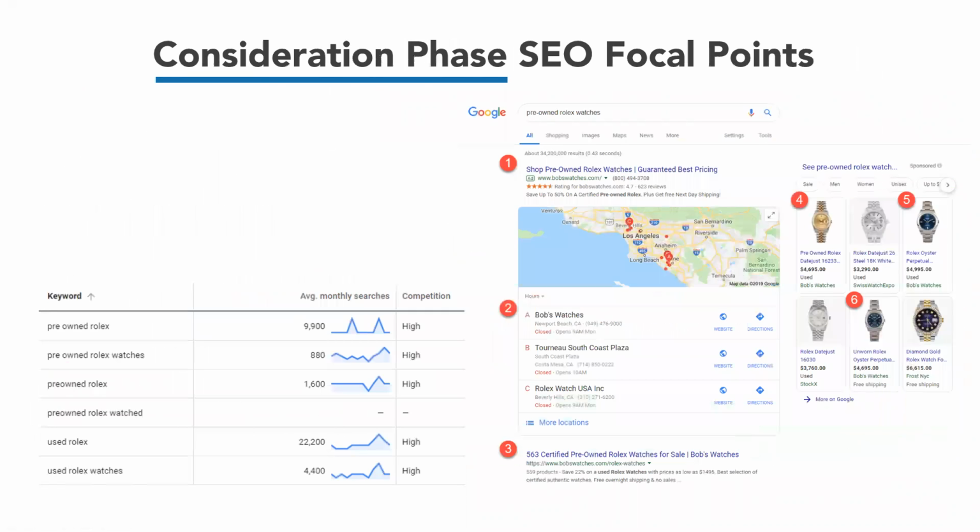Consideration phase, a little bit different. In this case, the user is searching for pre-owned Rolex, and they've addressed as many of the areas as they can. You can see them in paid search, both through regular text ads and through shopping ads. You can see them in local results if you're local to where they are, because they've worked on making sure their Google My Business listing is squared away.